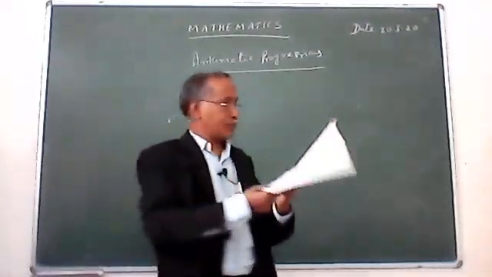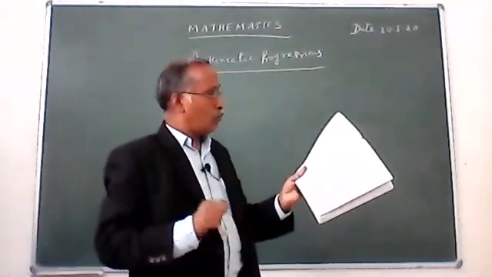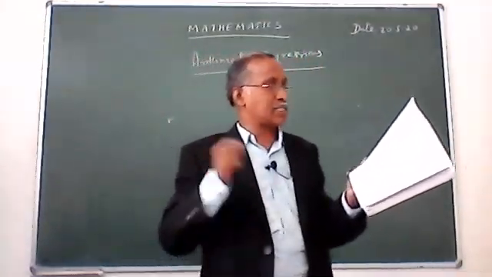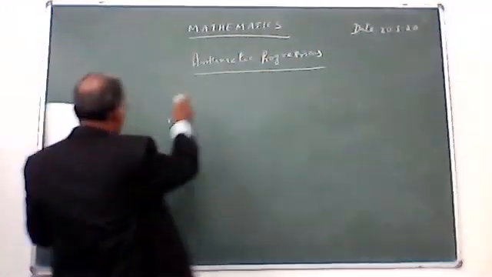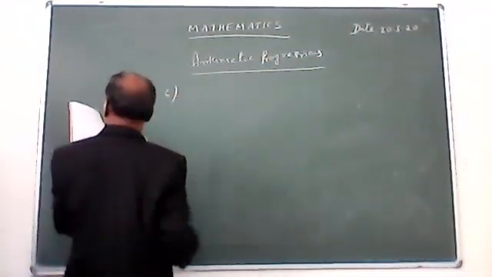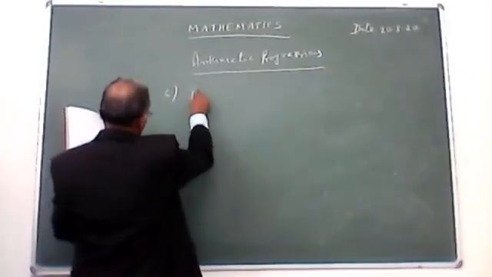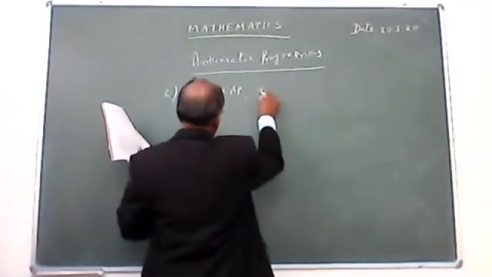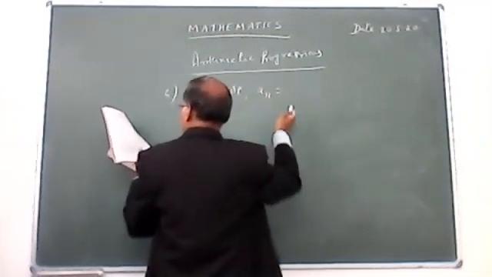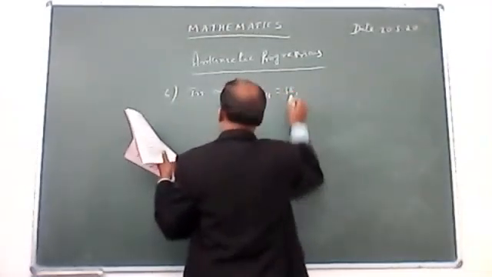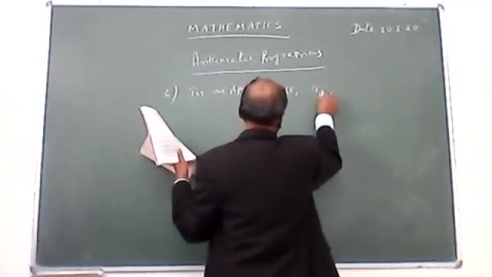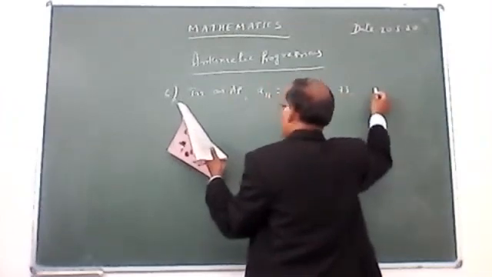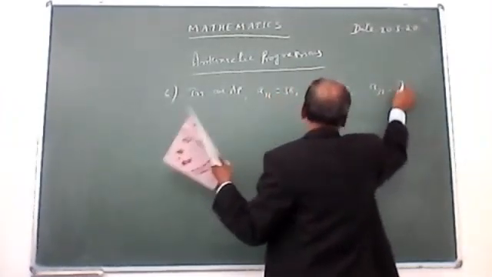Next one. Find the 31st term of the AP whose 11th term is 38 and 16th term is 73. They have given here now. In an AP, the 11th term is symbolically denoted by A11 is equals to 38 and the 16th term A16 is equals to 73. They ask us to find out the 31st term, means A31 is equals to what.